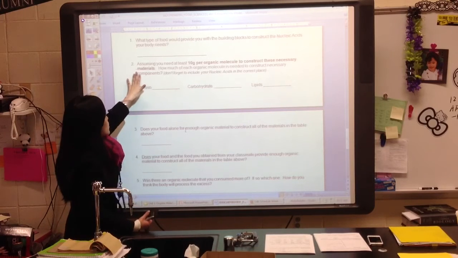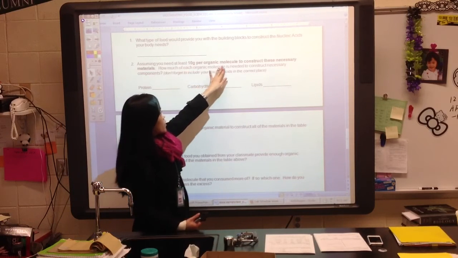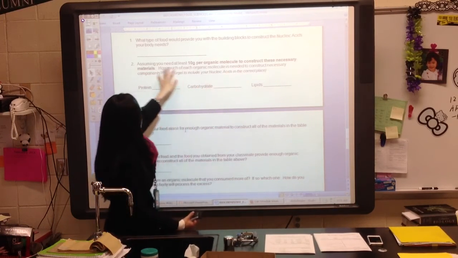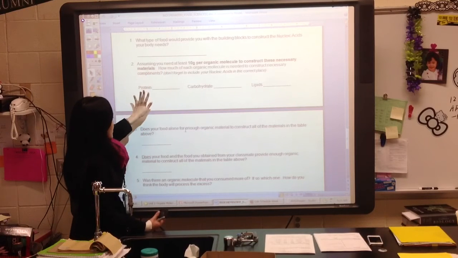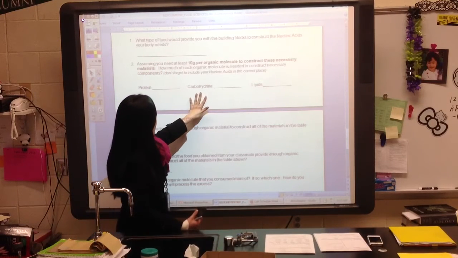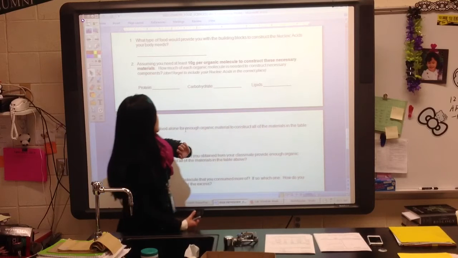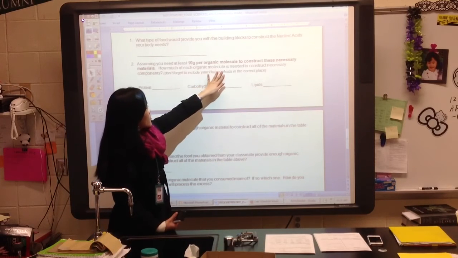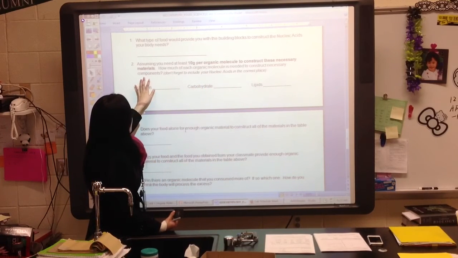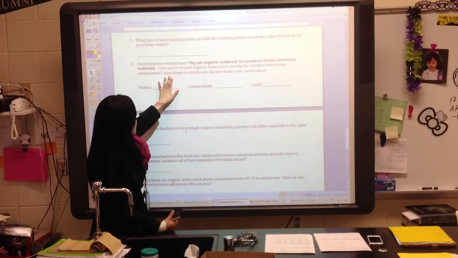Number 2, assuming you need at least 10 grams per organic molecule to construct these necessary materials. So 10 grams of proteins, 10 grams of carbohydrates, and 10 grams of lipids. How much of each organic molecule is necessary to construct the necessary components?